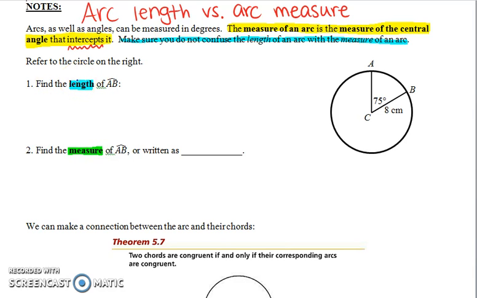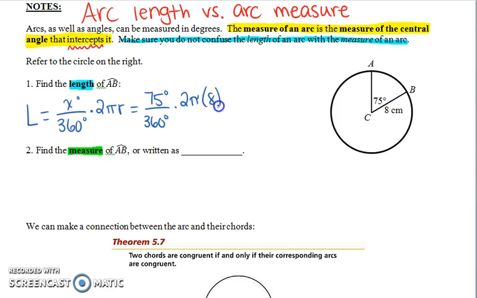So finding the length of arc AB, we already know how to do this. We just learned this in our previous section. The formula for arc length is x degrees out of 360 degrees, multiplied by the circumference. So plugging in what I have here, I have 75 degrees out of the total 360 degrees, multiplied by 2 pi radius, in this case 8. So I have 75 out of 360 times 16 pi.